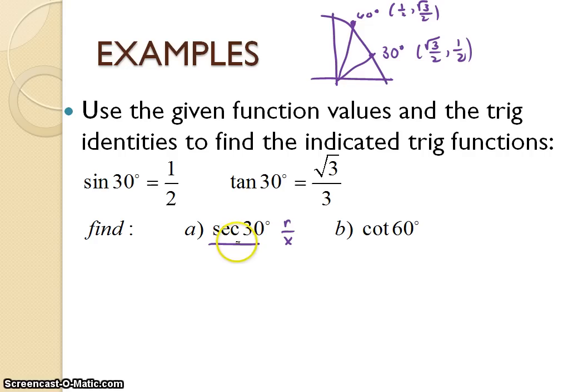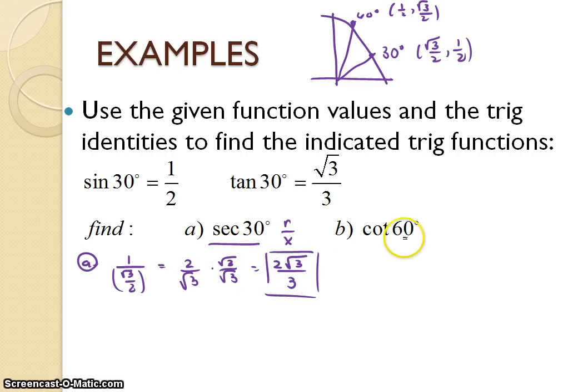So secant of 30 is my r over x. So here's my 30-degree angle on the unit circle, and my x is root 3 over 2. So r on the unit circle, my r is 1. So for part A, it's 1 over x, which is root 3 over 2. And when you have something divided by a fraction, you have to multiply by the reciprocal. So it's 2 over root 3. And then you have to rationalize, and you get 2 root 3 over 3 for your answer.